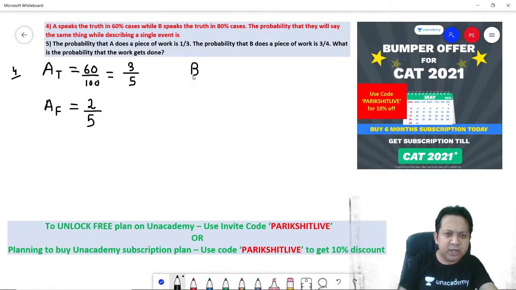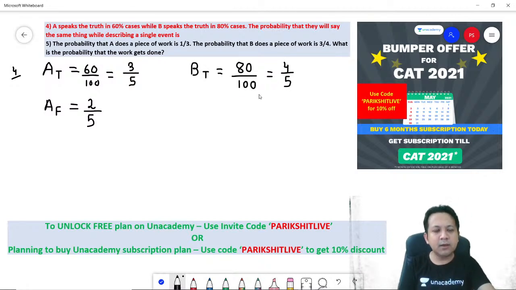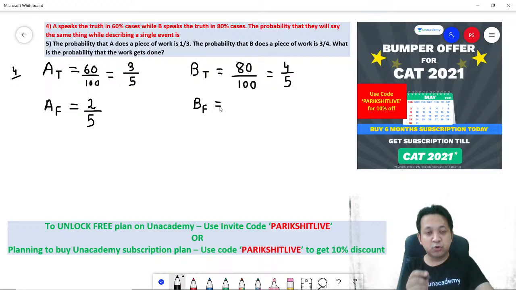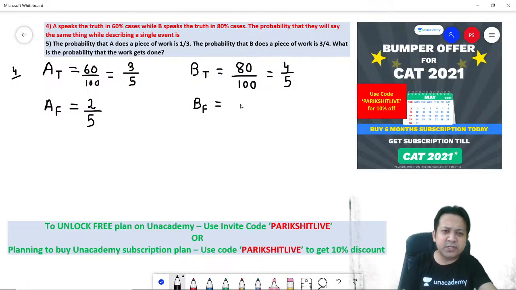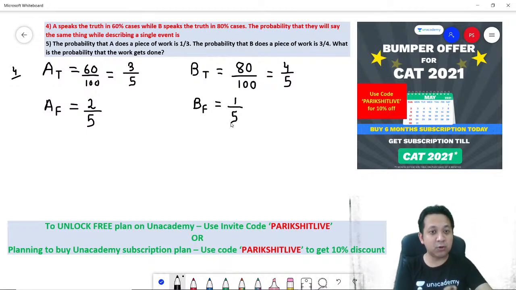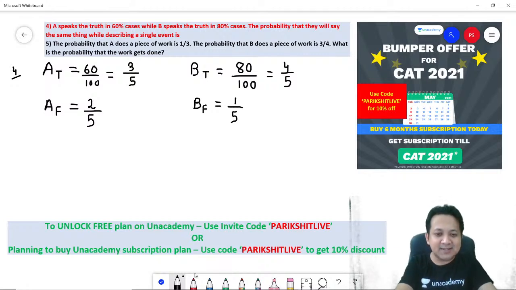What is the probability of B speaking the truth? 80% of cases. So 80 by 100, it means 4 by 5. Correct? So what about the probability of B lying? If speaking the truth is 4 by 5, speaking false must be the remaining. How much is the remaining? 1 by 5. I hope you agree and understand. It's pretty simple.